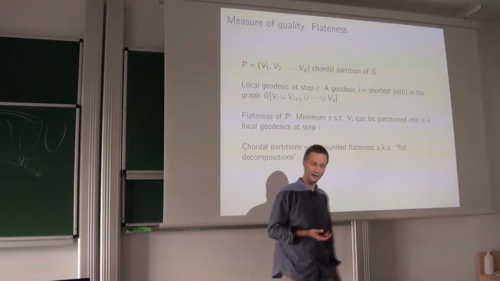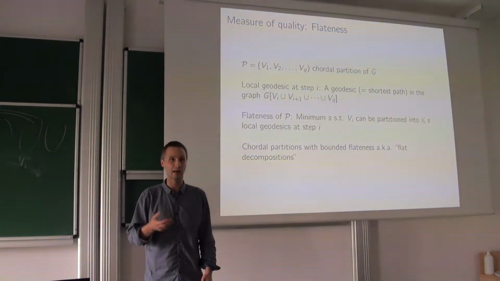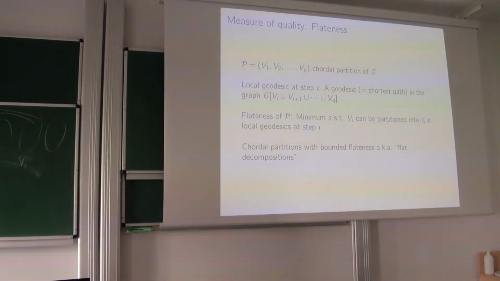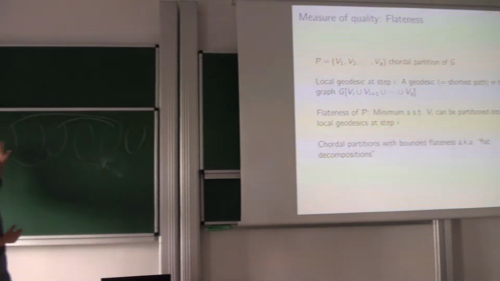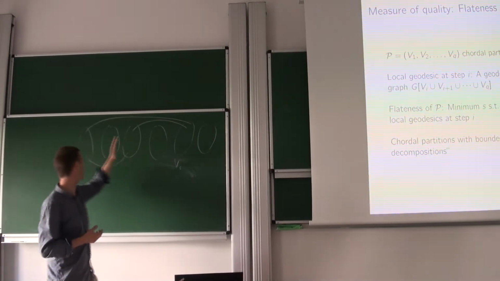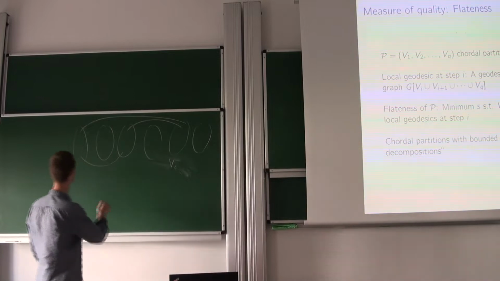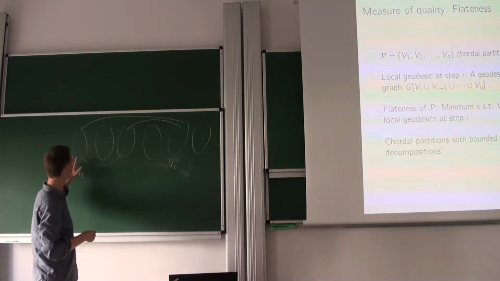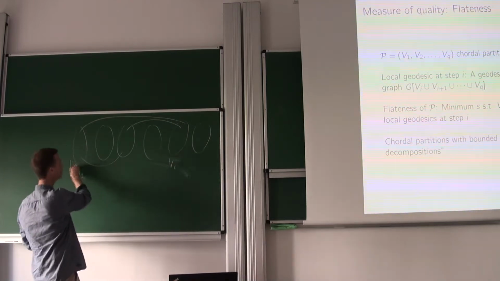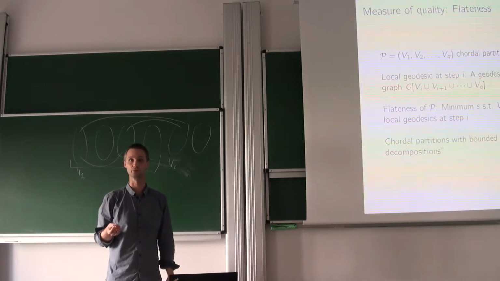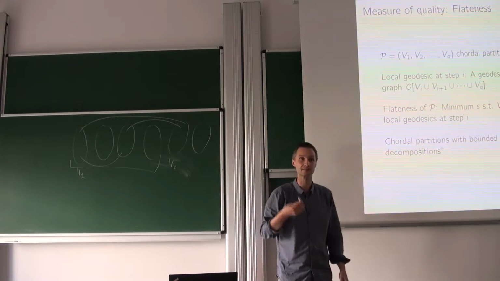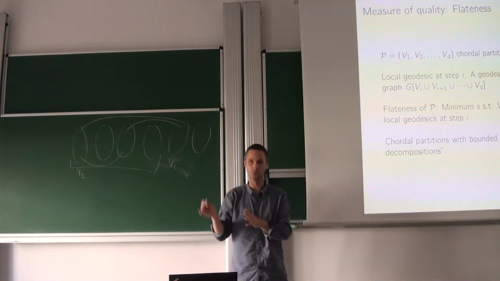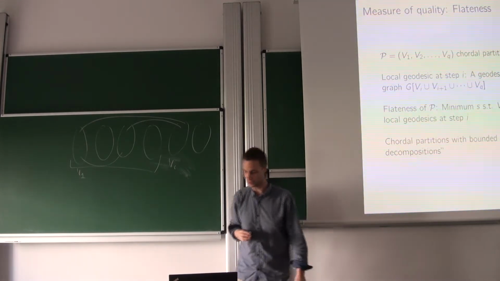To define flatness, I need first to talk about the graph at some step in time, some time i. What do I mean by that? I look at my chordal partition, and at the beginning I imagine I have the full graph. That's time one. I start with V1 here. And then as I move in time, I'm removing the previous sets. So at time 2 I remove V1, at time i I remove V1 up to V(i-1) from the graph. That's what I mean by the graph at time i or at step i: the graph which is induced by Vi, V(i+1) up to the last V. So in other words, I'm removing V1 up to V(i-1) from the graph.